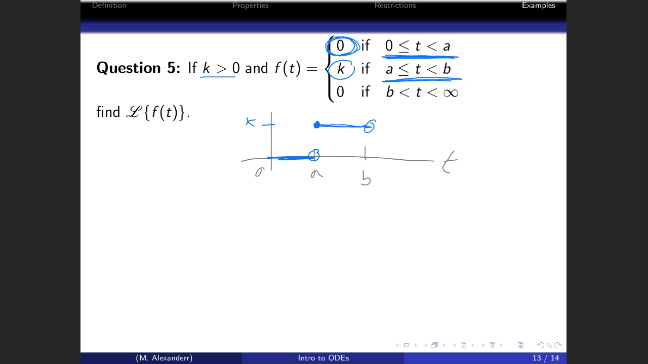Now the third piece of the graph tells you that for t bigger than b, the y value is equal to 0 again, and so that means that the function is 0 here afterwards. Okay. So now, just looking at the graph, we can see that the function has only three pieces, so that's good. And not only that, each piece only has a jump discontinuity.